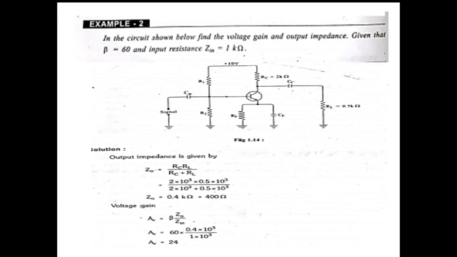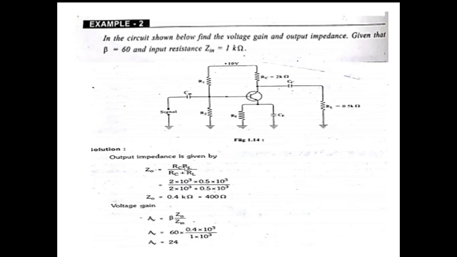Here in the circuit shown below, find the voltage gain and output impedance given that beta is equal to 60, that is current gain, and input resistance is 1 kilo ohm. So from this, we need to calculate the voltage gain and output impedance. Output impedance is given by ZO. Here two resistors are given. These two, RC and RL, are in parallel.